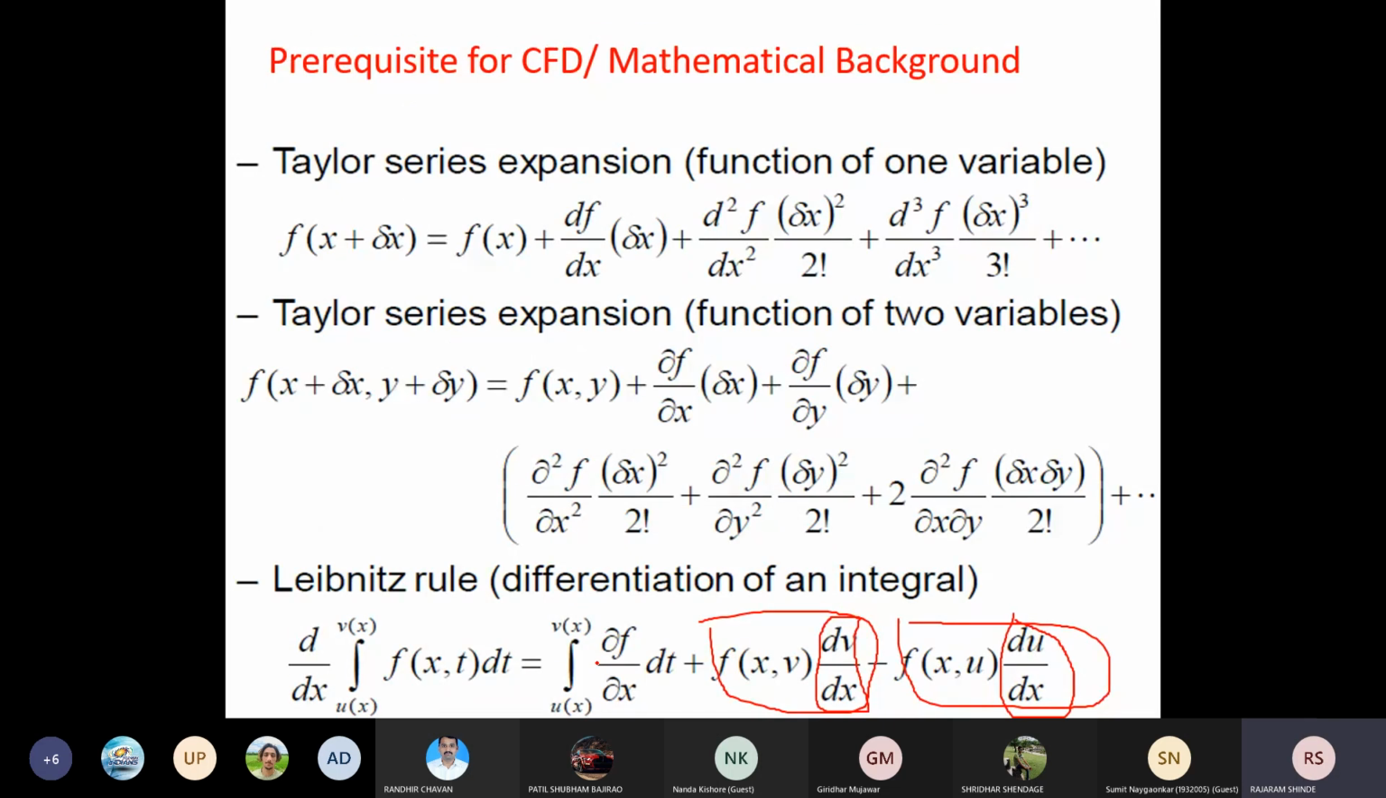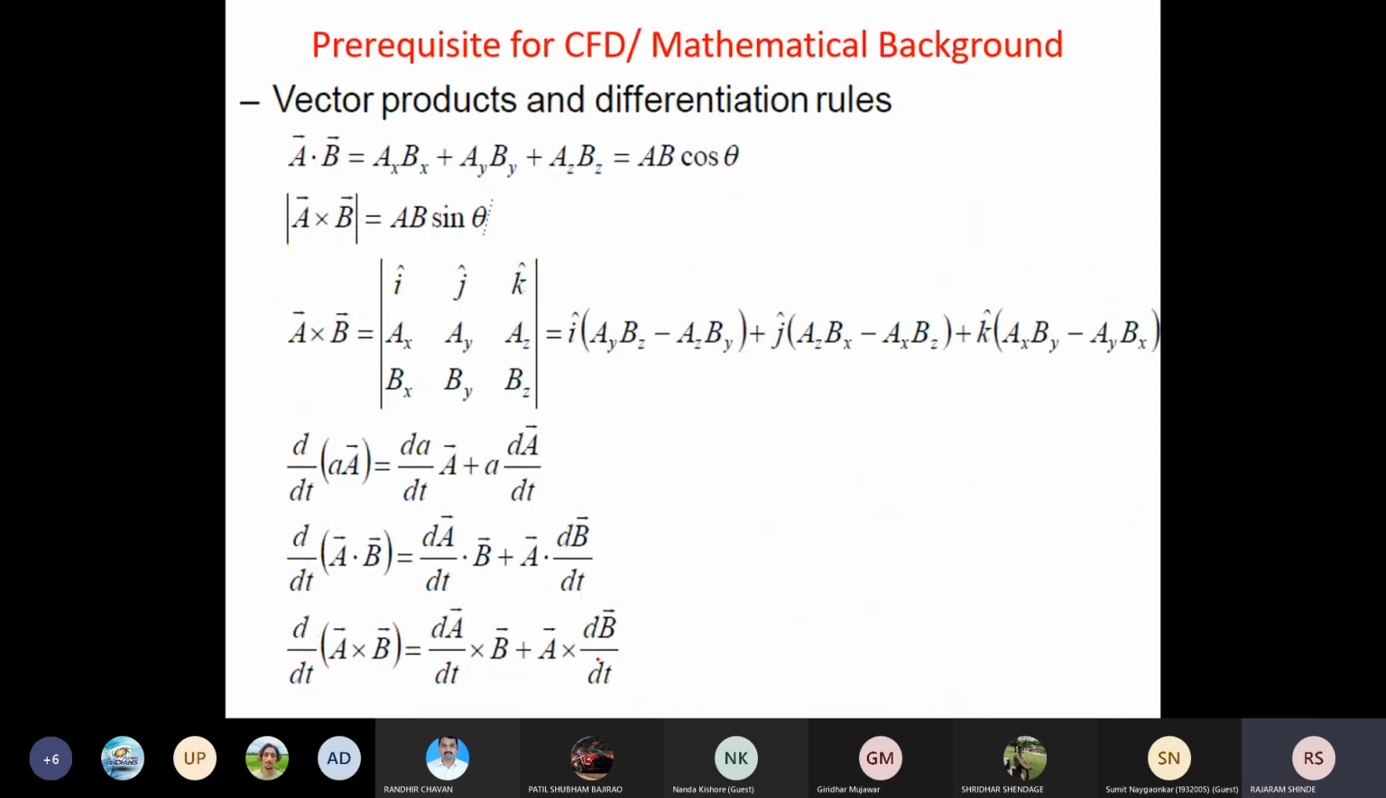Now the next part of the mathematical background required is vector algebra. That is vector product, vector differentiation, vector concepts, as well as vector calculus. Okay. Now how this is required, you will get when we start the derivation of the governing equations for fluid dynamics. Now here are the basic equations in vector algebra.